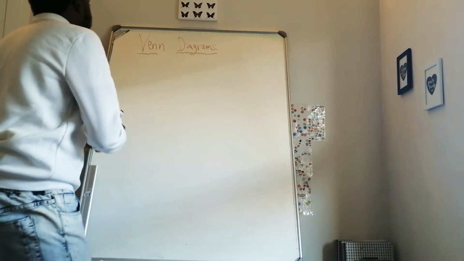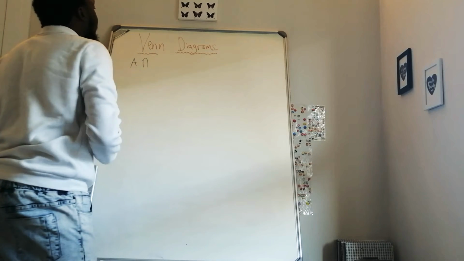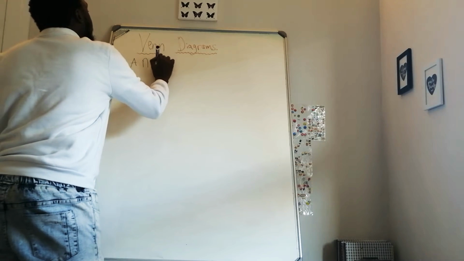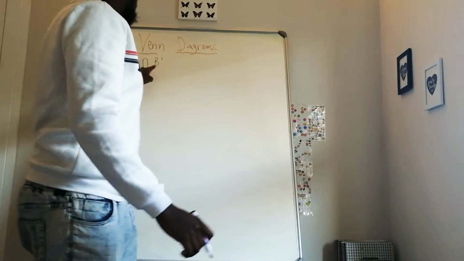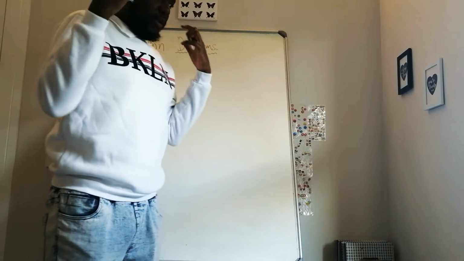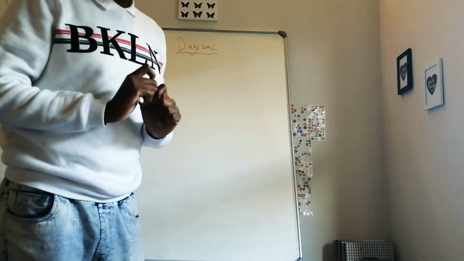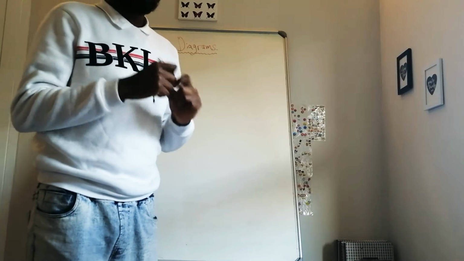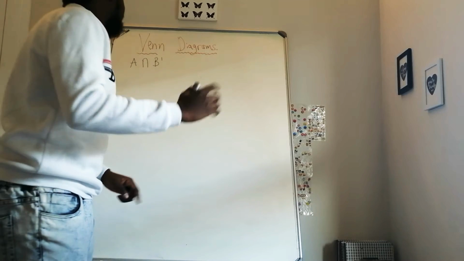Number one says they want the shading of A intersecting with the complement of B. So remember what complement is. Complement means they're looking for every other thing beside B. That is what complement of B means. Every other thing beside B, right?